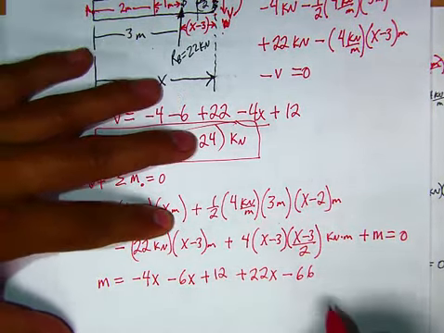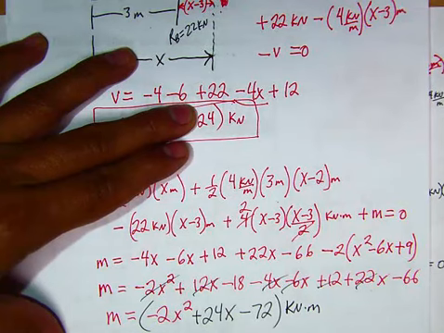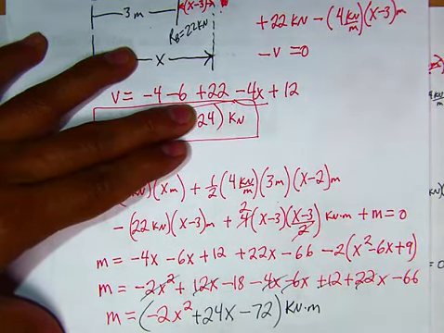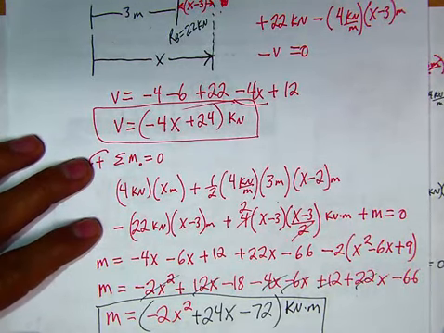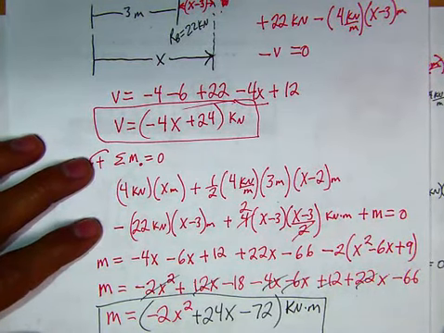Much better. And let's go ahead and collect like terms. All right, so I went ahead and collected like terms, simplified it, and here is our moment equation, guys, for our second section. So I'm going to pause right now. I'm going to use Excel also, just so it can give me nice clean graphs for you to look at, and we'll be back right now.